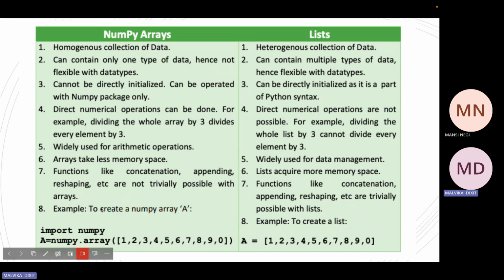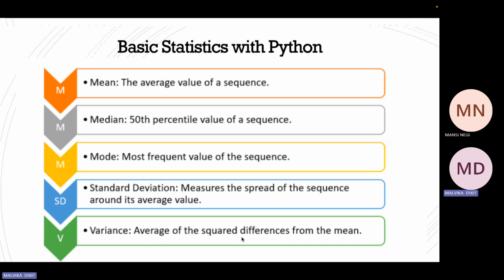So what is the basic syntax? Import numpy, then a equals numpy.array, where a is a variable and numpy.array is the name of the function or object being called here. Inside the parentheses we have given numbers in square brackets, whereas in a list only the square brackets along with the variable are required.